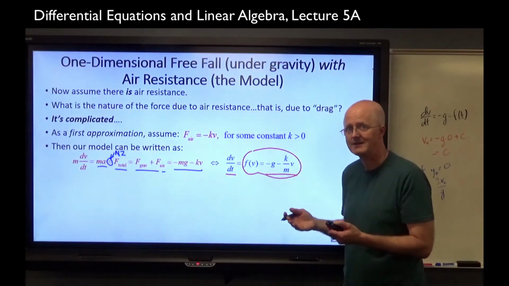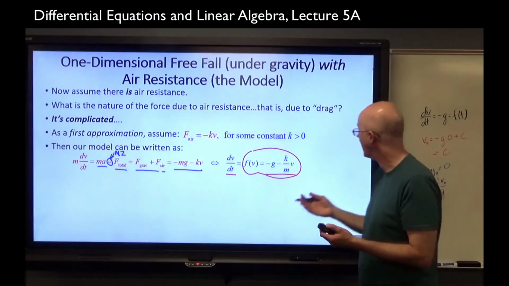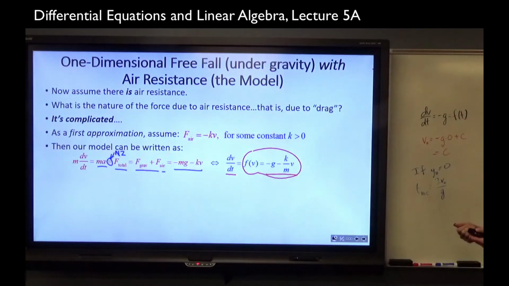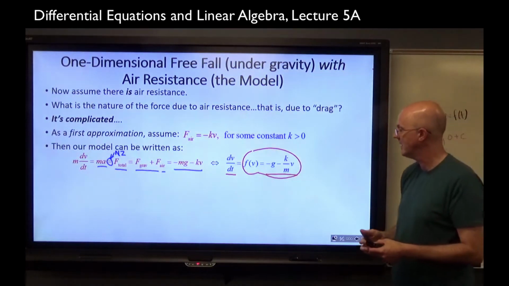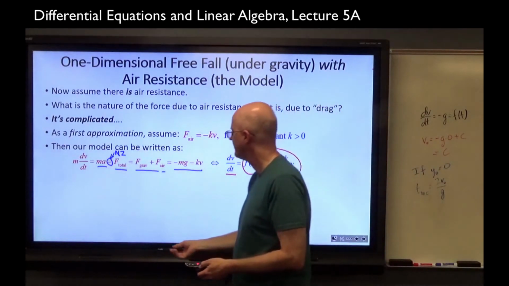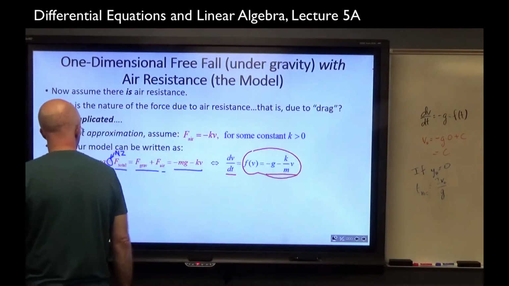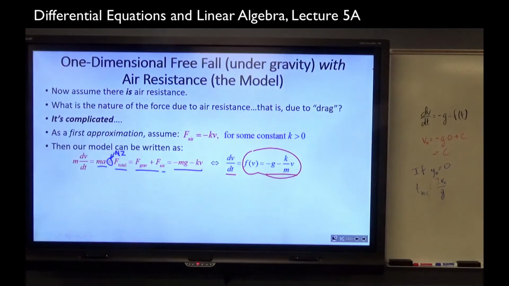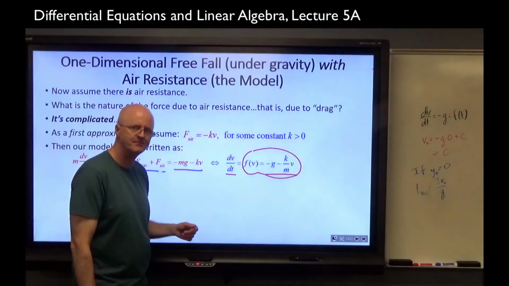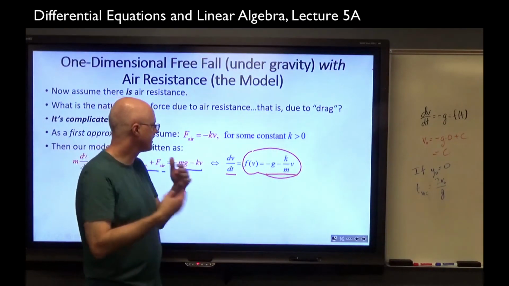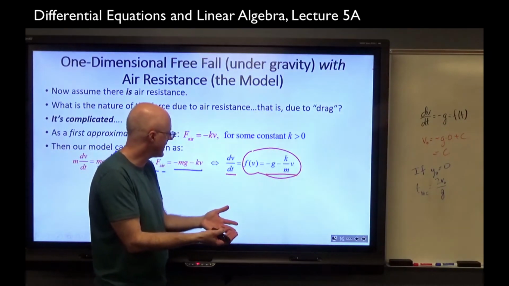It's a very different kind of situation. It's not a pure antiderivative problem. We can't just integrate. So what do we do? You can separate variables here. We talked about separation of variables before. Pretend dv dt is a fraction. Get all the v's on one side and the t's on the other side.